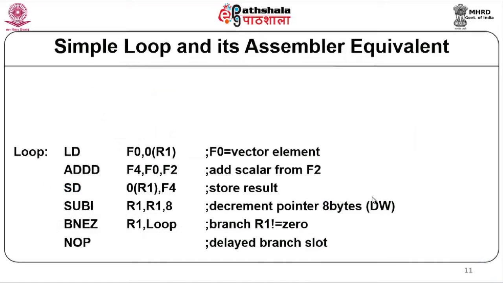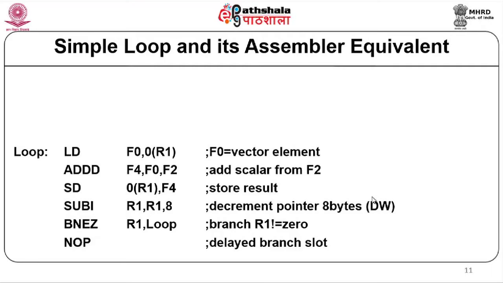Now, look at a simple loop here and its assembler equivalent. The same loop that we did earlier, where we did x of I equals x of I plus y of I, where you have to load data from 0(R1). The first element is loaded into register F0. You add some constant to it, so F0 and F2 get added up. You put it in register F4, and the contents of F4 are stored back into the 0(R1) memory location. Now, the same process will have to repeat a number of times.